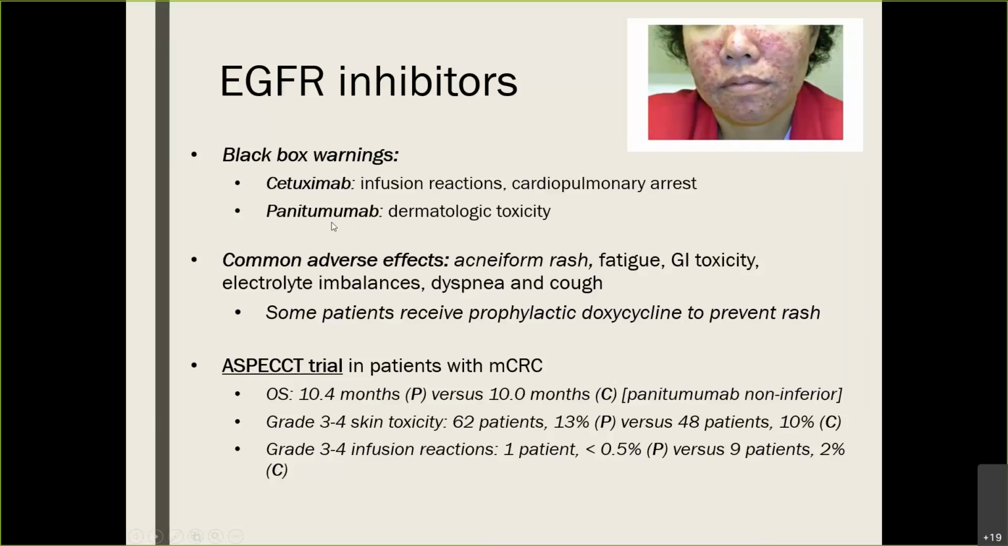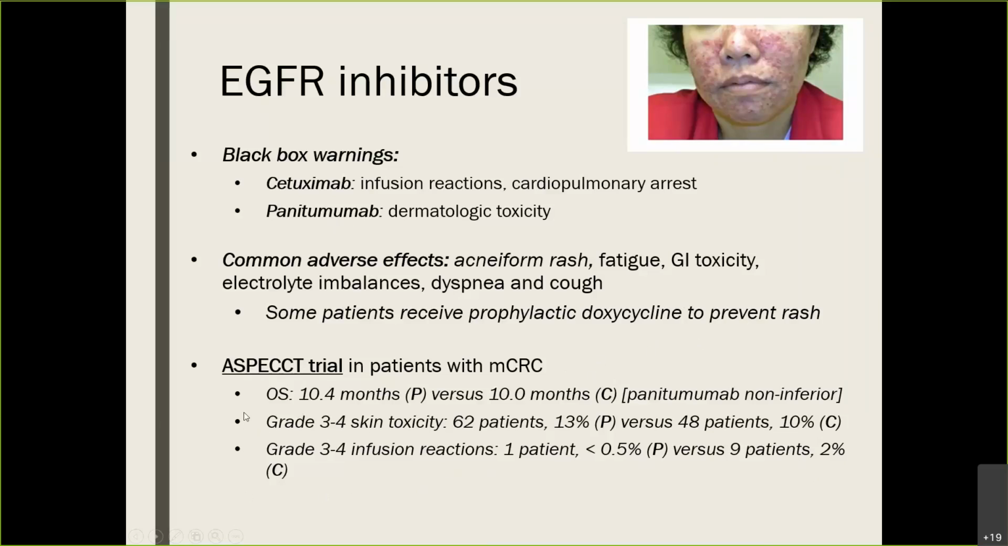Panitumumab actually has a stronger affinity for the EGFR receptor, so you do see some more potency potentially with this agent. It is a little better tolerated, at least from this infusion-related reaction aspect, but it does have a little more skin toxicity to it.